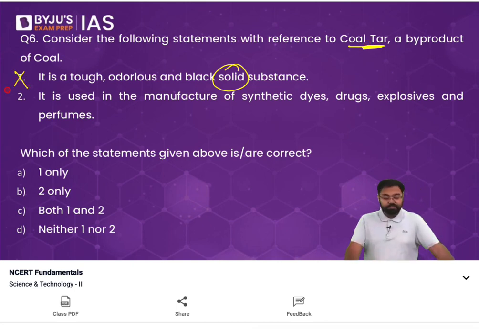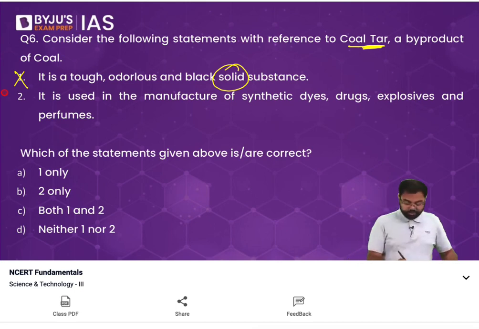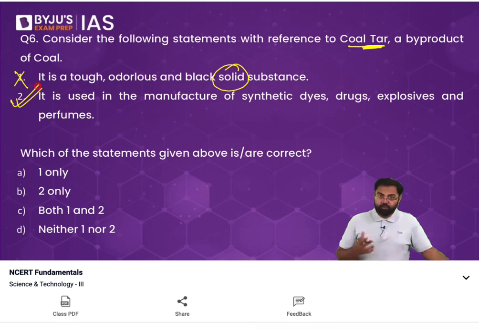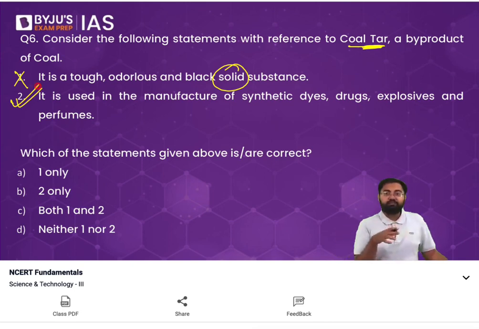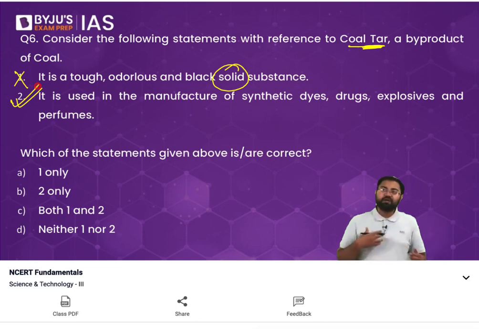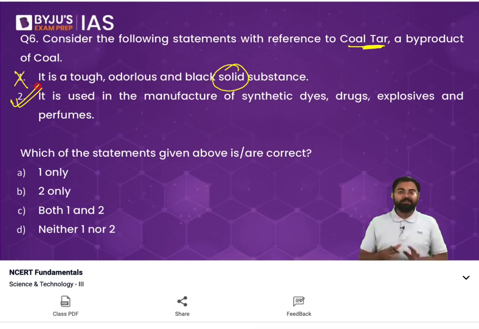Second is, it is used in the manufacture of synthetic dyes, drugs, explosives, and perfumes. Yes, this is true. It is used in all of these. That we do produce dyes out of this, and there are some health implications also of it, which is something that is also discussed very often in the news also. Then after that, in making the drugs also, we see that there are some medicines where coal tar could be used. Then in making explosives and also in perfumes. In perfumes, basically it is mixed so that it can make the perfume last a little longer. So that's the basic idea behind why it is used in perfumes as well.